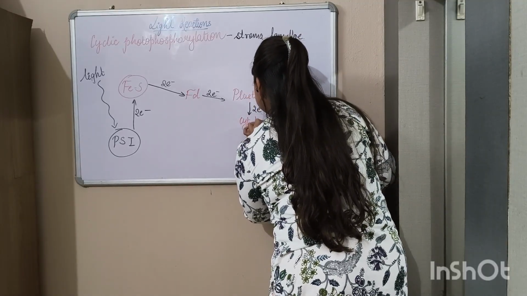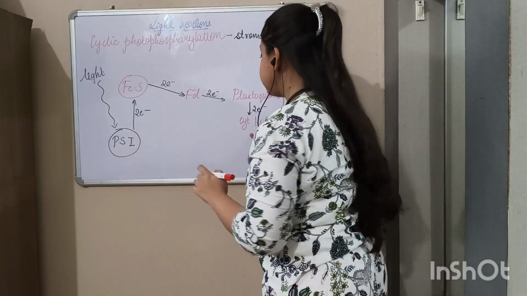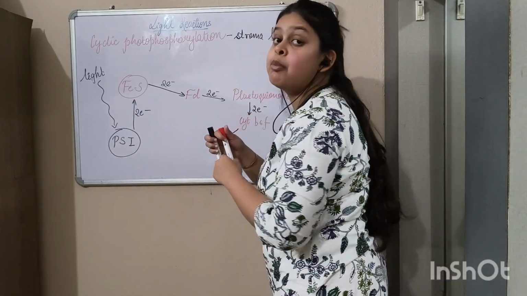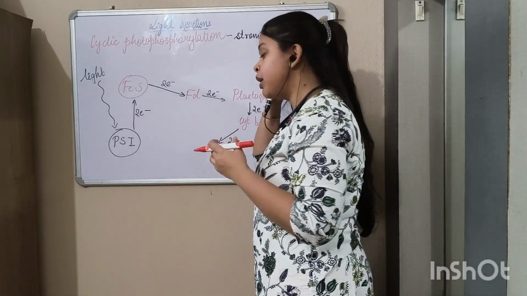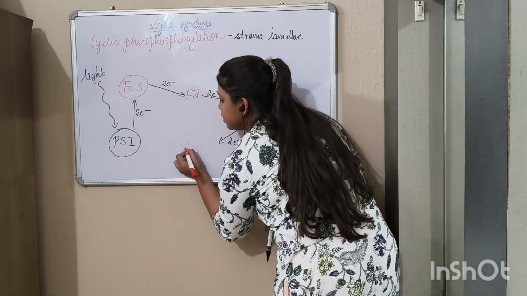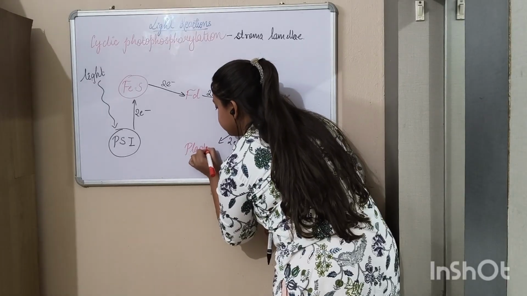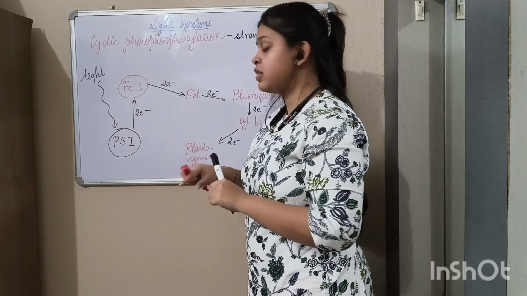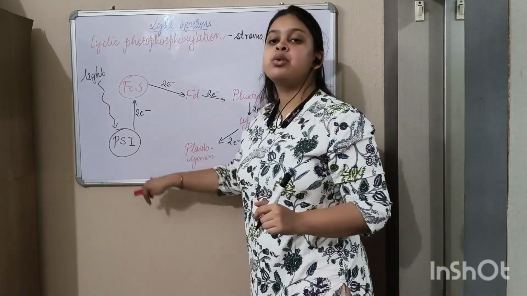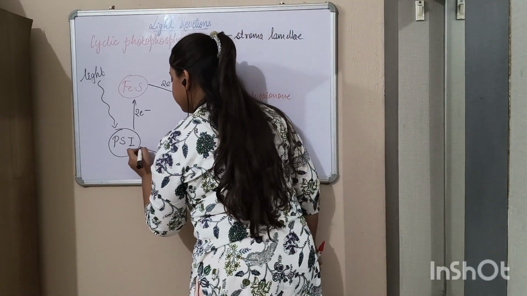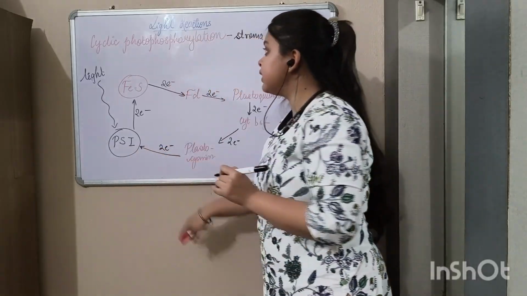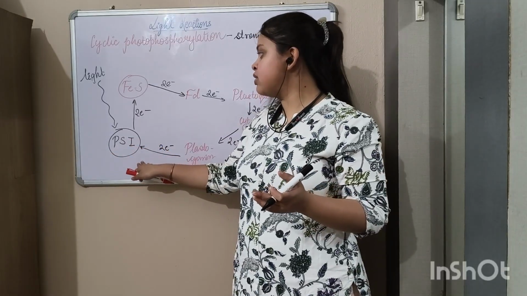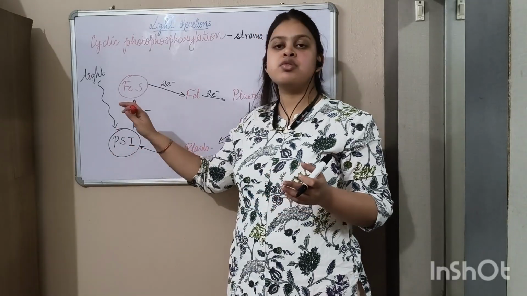From the cytochrome B6F complex, the 2 electrons will be transferred to the copper containing mobile electron carrier, that is plastocyanin. From plastocyanin, these 2 electrons will go back to the photosystem 1. So, in this cyclic photophosphorylation, there is no loss of electrons. The electrons that were released are coming back to the photosystem 1.